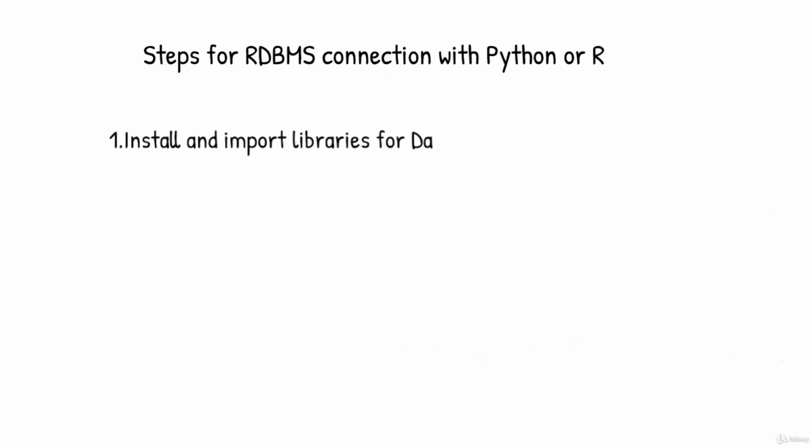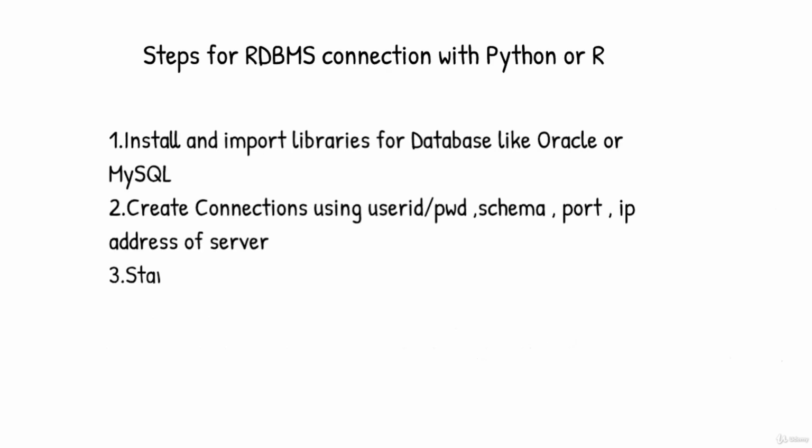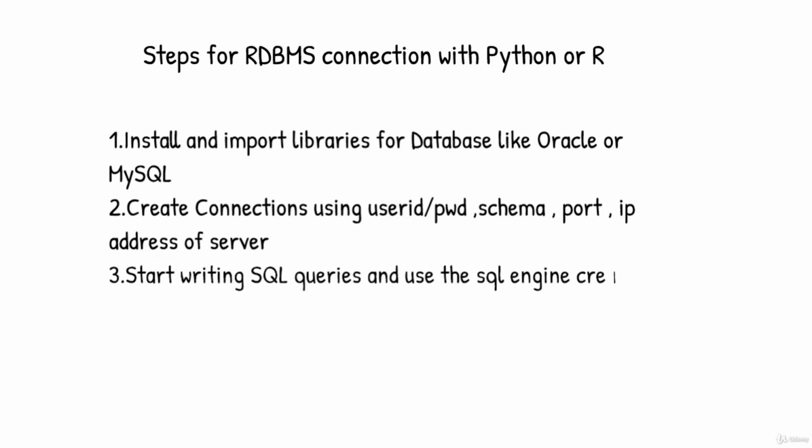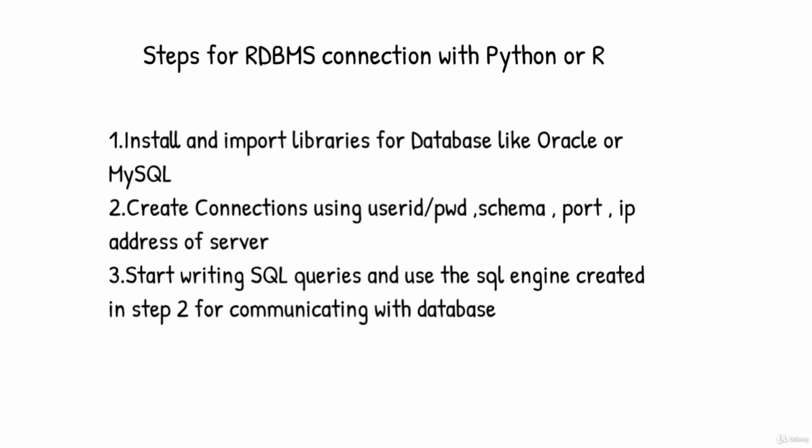Now, the steps for RDBMS connection with Python and R are as follows. First and foremost, install and import the libraries for the database, like Oracle or MySQL. Create a connection using user ID and password, schema, port of the database, and IP address of the server where the database resides, and start writing the SQL queries using the SQL engine created in step 2 for communicating with the database.